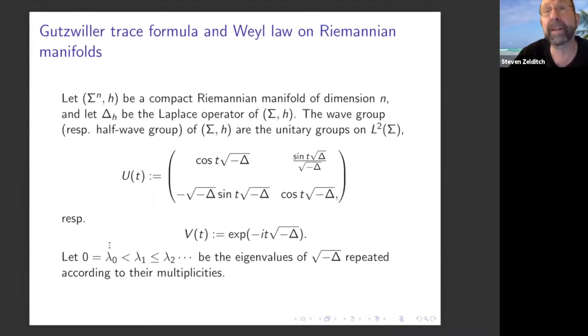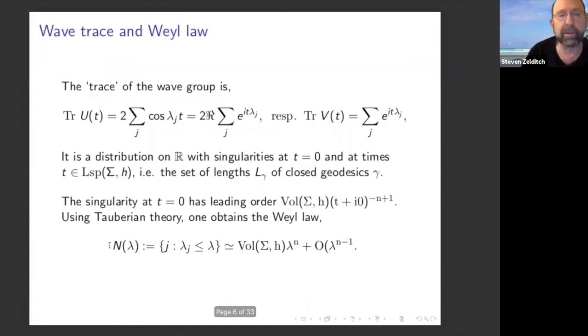So these are very elementary, first studied by Hadamard. V of t involves the square root of minus Laplacian, which is a pseudo-differential operator. And these were first studied, to my knowledge, by Hörmander or Duistermaat-Guillemin in the 60s and early 70s. So, of course, I'm going to use the notation that the lambda j's are eigenvalues of the square root of minus Laplacian, not eigenvalues of the Laplacian.